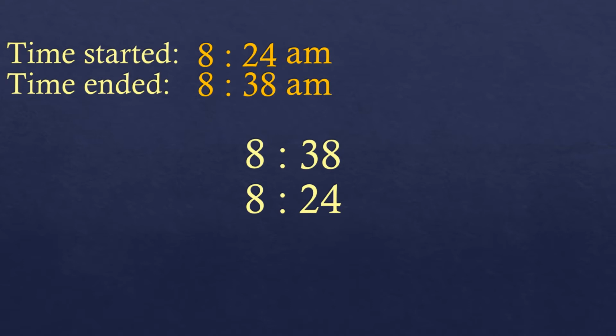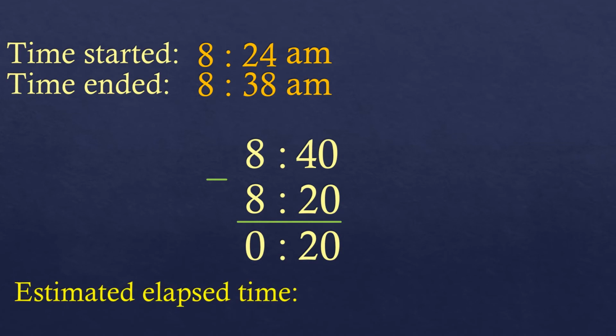So we're going to look at the ones digit of the minute, which is 8, and if it's 5 or above, then we're going to round it up. So since it's 38, it will become 40, as well as the minute at the bottom, it's 24. So since the ones digit is 4, so it's below 5, then we're going to round down, so it becomes 20. And this is the time we're going to subtract. And so 40 minus 20 is 20, and 8 minus 8 is 0. So the estimated elapsed time is 20 minutes.